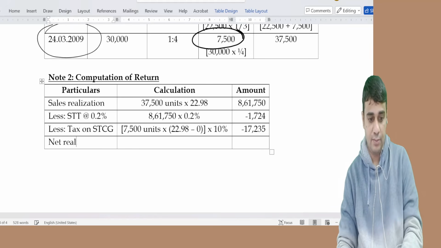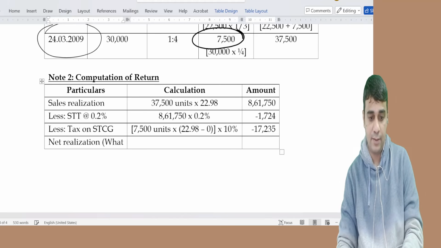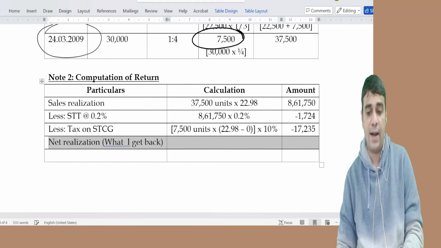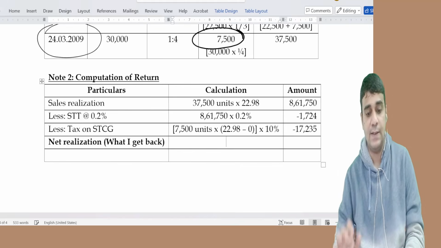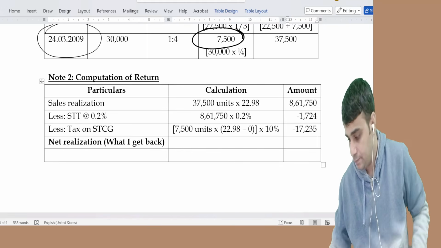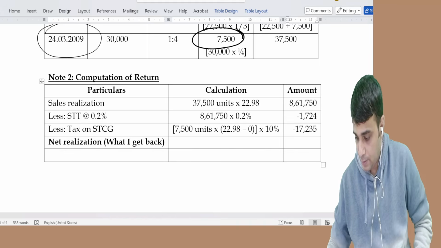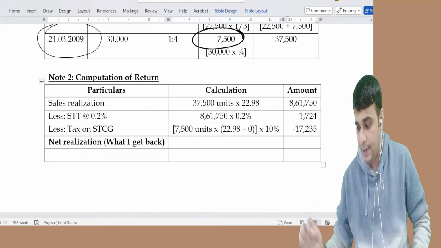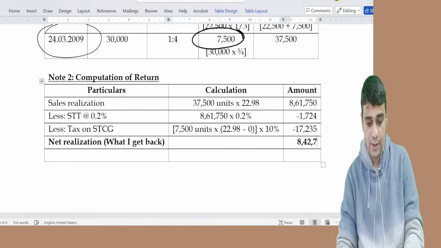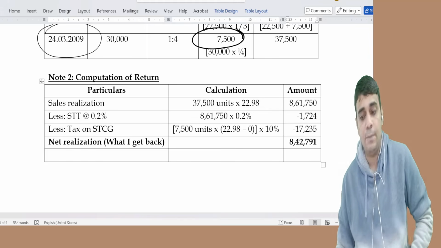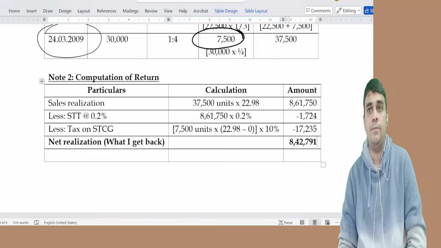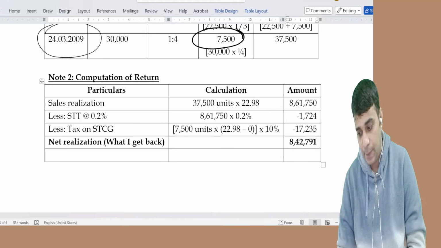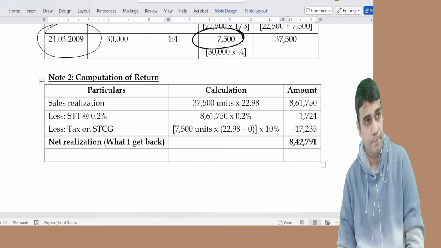Net realization, for your understanding, is what I get back. Ideally, I should have got back the first number itself, but there are two expenses here. Let me know the number. How much? 8 lakh? 842,791 is what I get back. Any doubts on this? Clear?